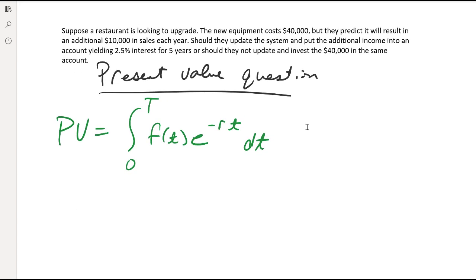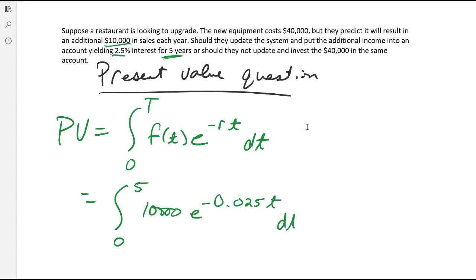All right, so here we go. We're going to integrate this from 0 to how many years we're going to invest our additional income. We're going to invest it for 5 years. So the integral goes from 0 to 5 of our income stream. The income stream will be the $10,000 times e to the negative interest rate. Our interest rate is 2.5%. Write it as a decimal, 0.025, times t dt.